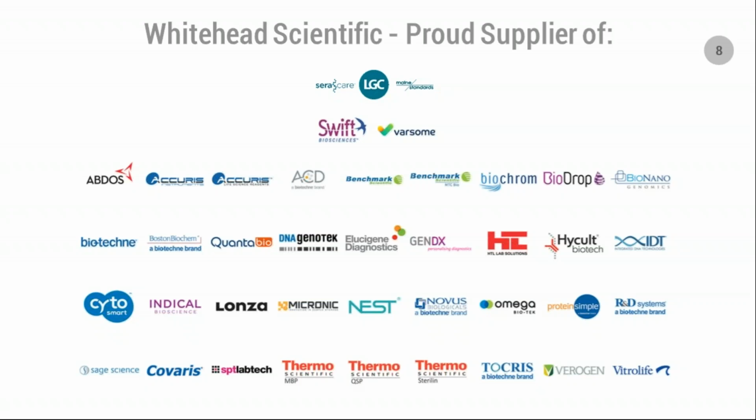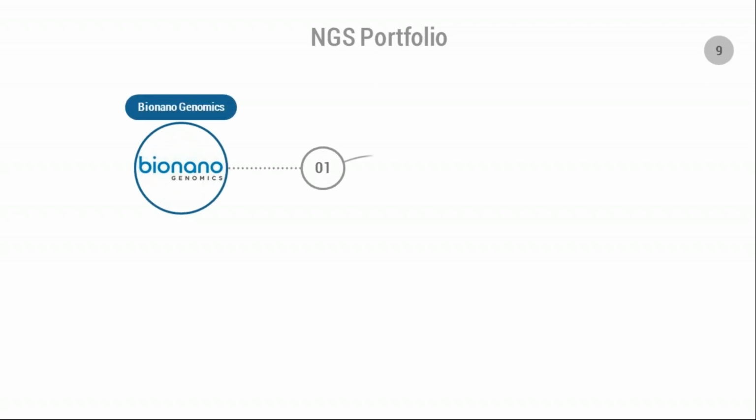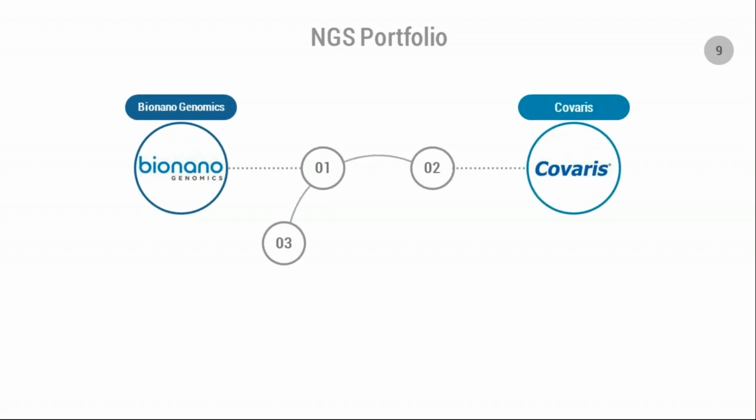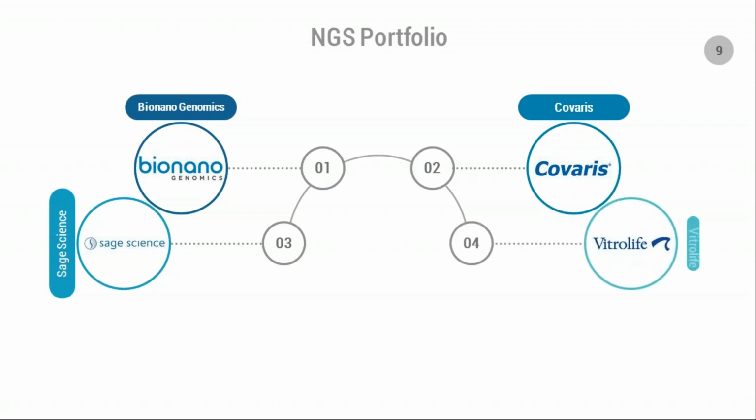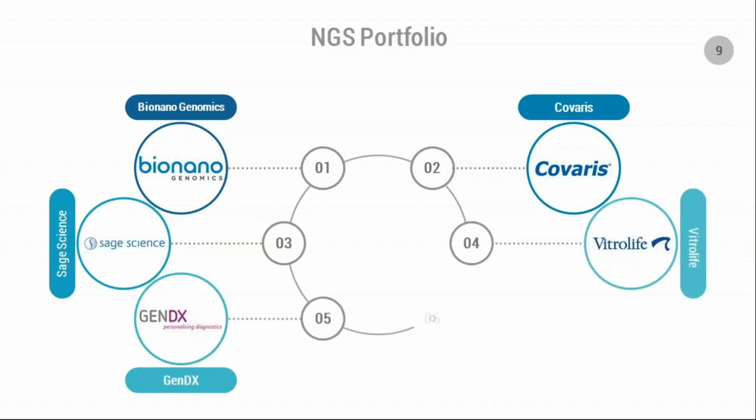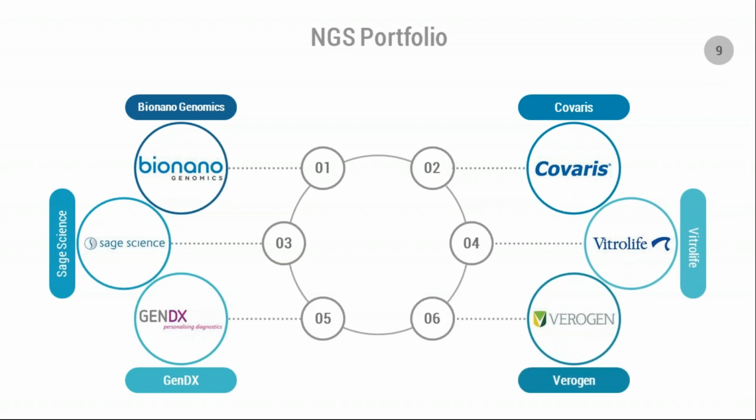So we're a proud supplier, a distributor of the following supplier list. As you can see, it's an extensive list. We do select our suppliers carefully, and we've recently added to the portfolio, as you will see now. So the current existing portfolio, we have product lines going from optical mapping to fragmentation to size fractionation, HLA typing, forensics based on NGS, and pre-implantation genetic screening, sorry for that.